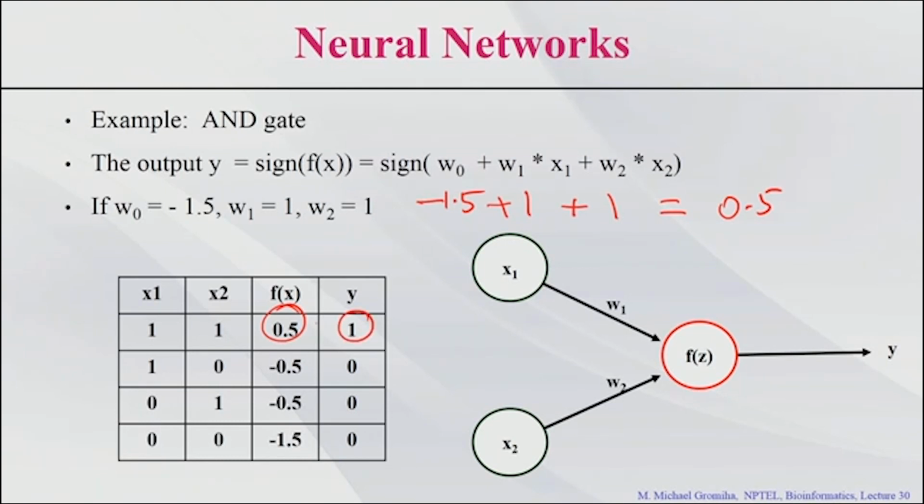If you take a second example, x1 equal to 1, x2 equal to 0. In this case, minus 1.5 plus 1 plus 0 is equal to minus 0.5. The sign is minus, so the output is equal to 0. For the next two cases, both are minus, so both are zeros. You can see that with respect to this sign you can decide which class it is.